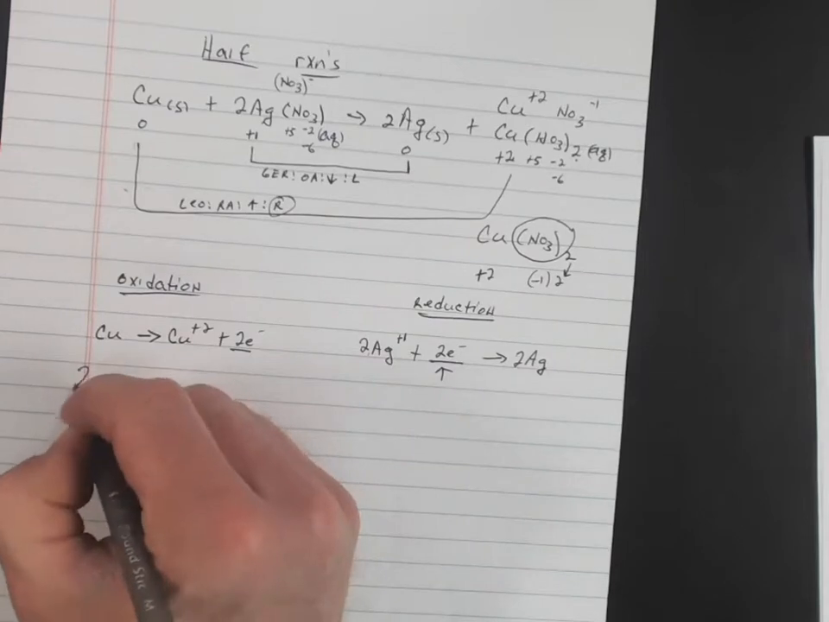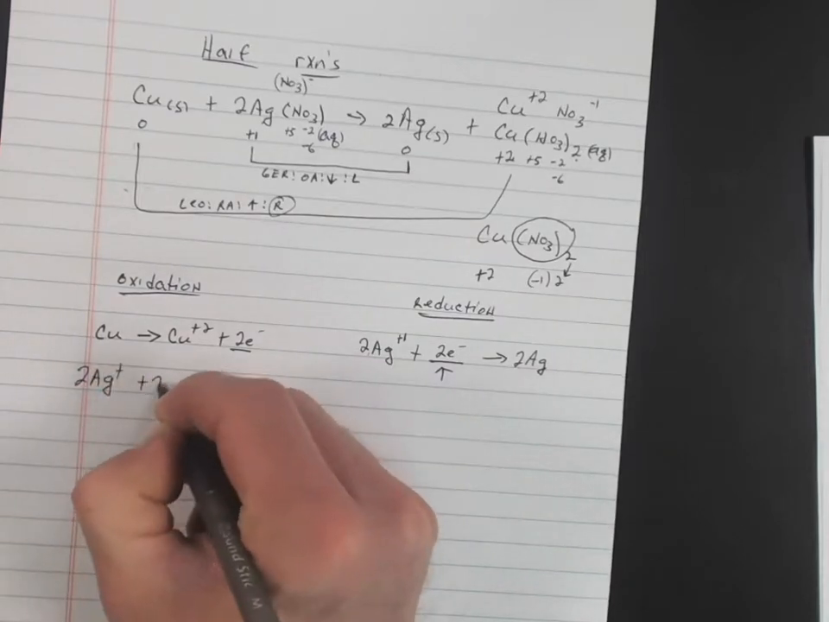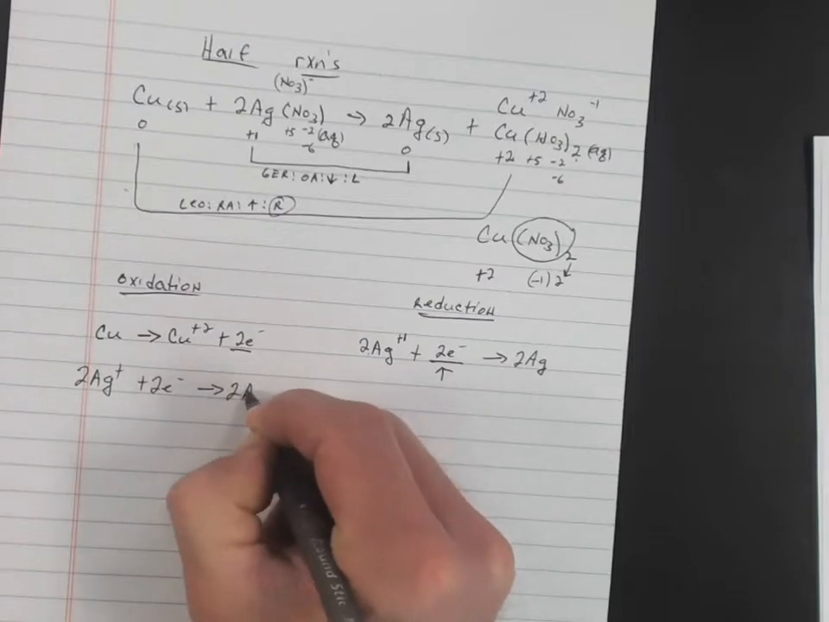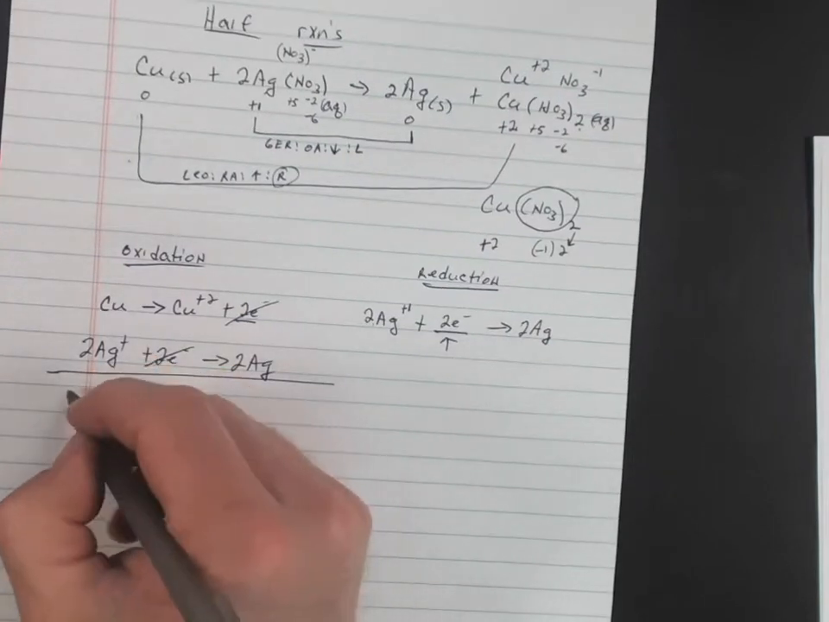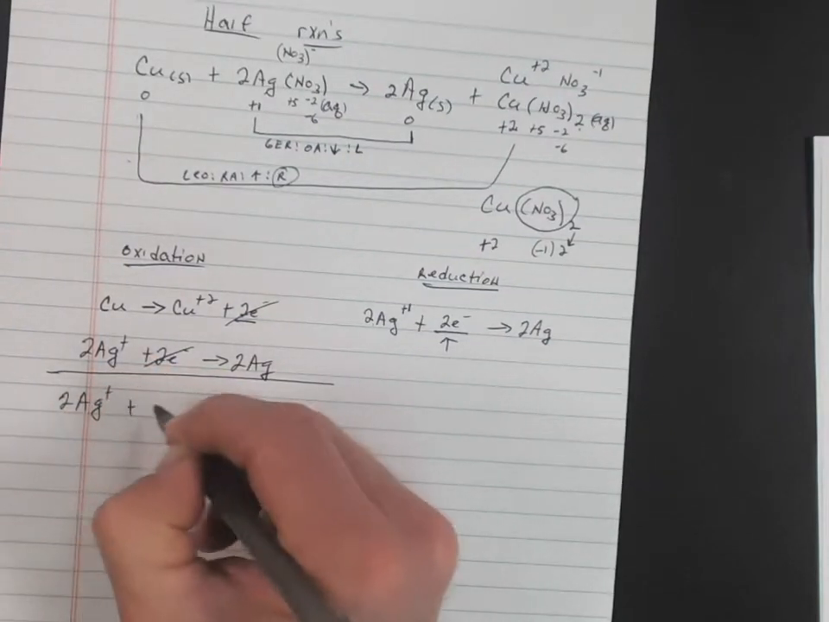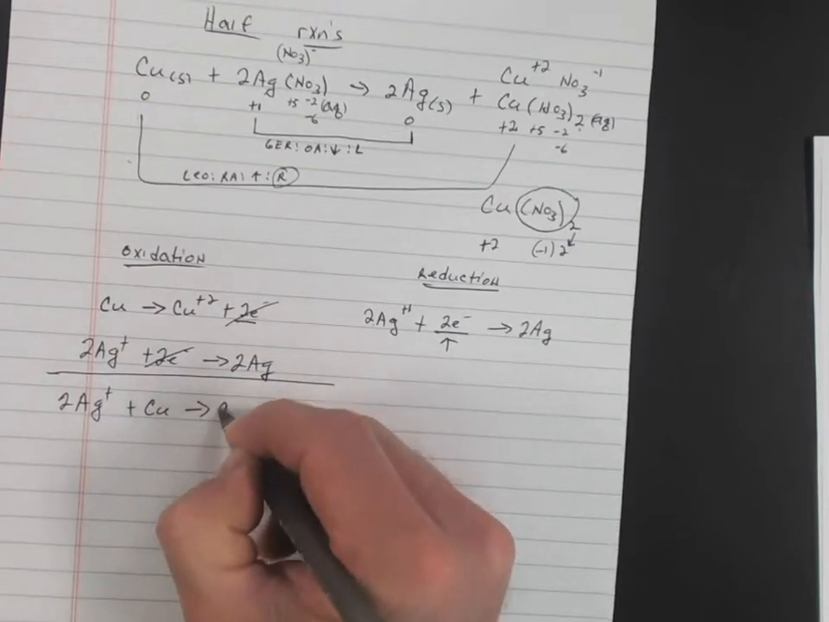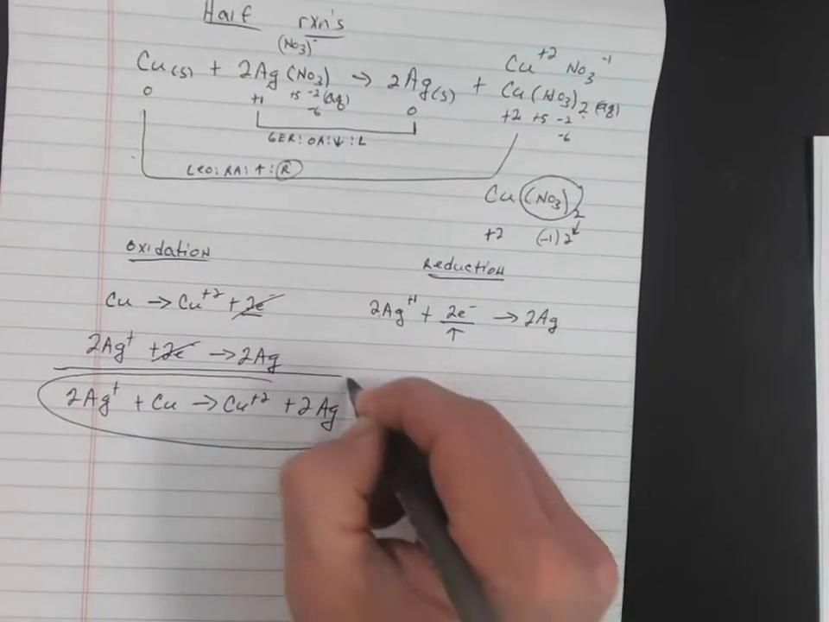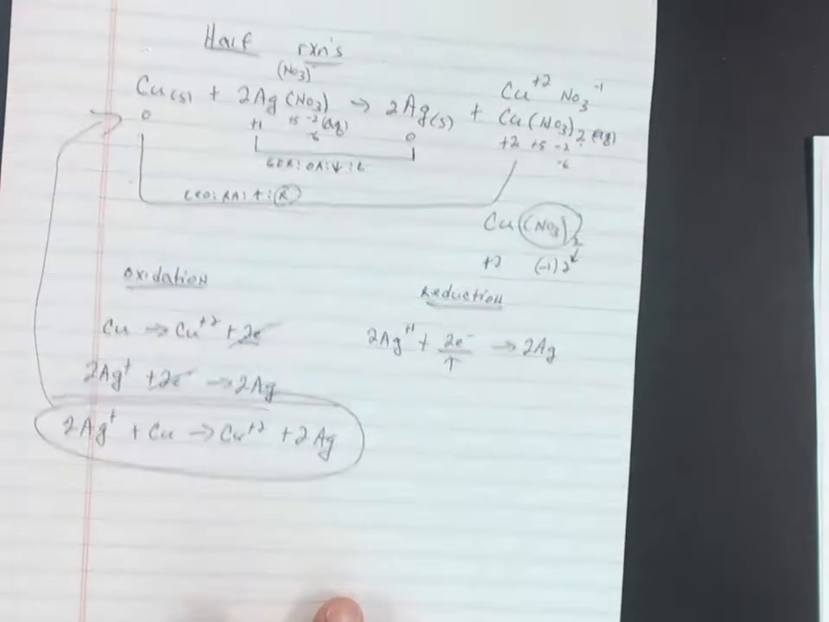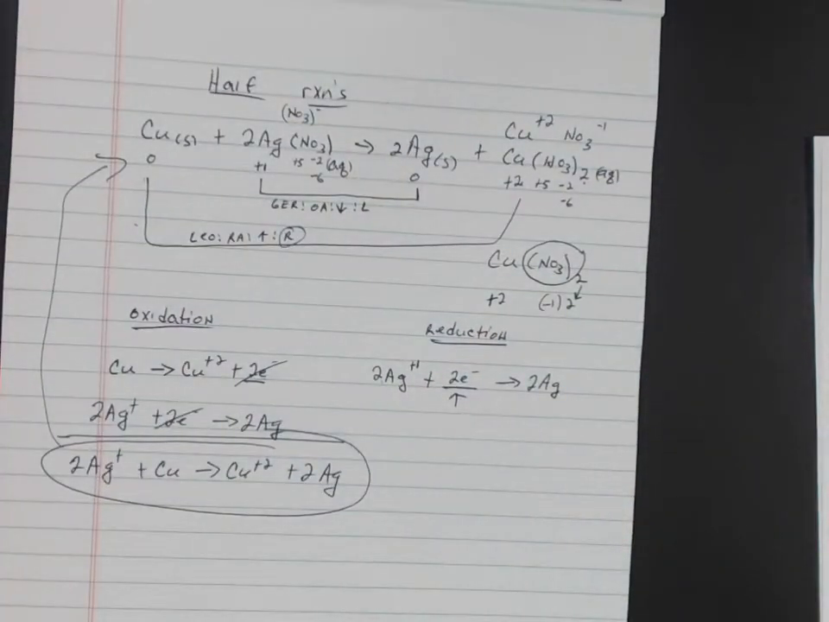If we bring over this, we get 2Ag plus 2 electrons, yielding 2Ag, and if we add those together, you'll see that we can cancel out our electrons right there, and we're going to get 2Ag plus copper yields copper plus 2 plus 2Ag. And this equation is identical to the one above, except for the ions that are not involved in the redox, their oxidation numbers not changing. So, for example, the N did not change at all, the O did not change its oxidation number, but this equation then is identical. And that is called writing half reactions.